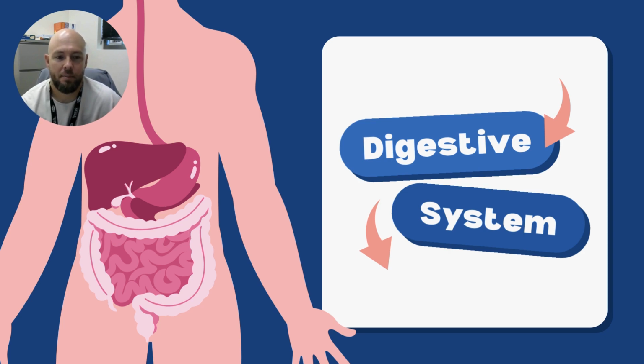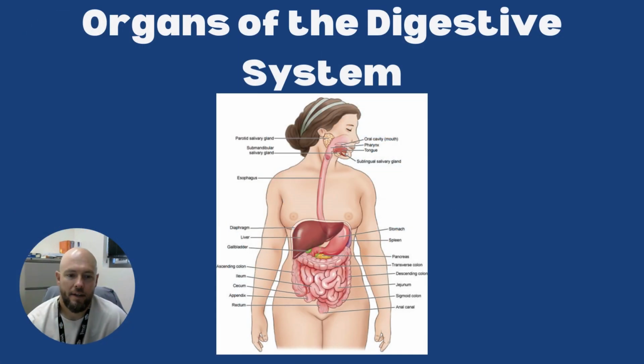And then finally, elimination. Elimination is removal of the solid waste, things that we didn't use. So pooping it out. Here's a nice picture of the overall view of the digestive system, some organs of the digestive system. So up top here, we have the mouth. The mouth is the opening in which food or nutrients are inserted into the digestive system. It's where it all starts.